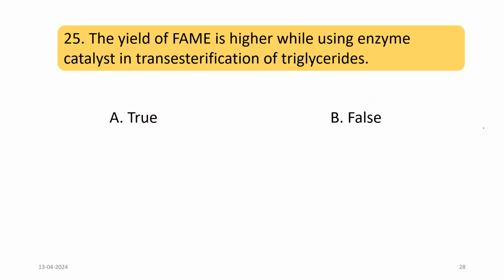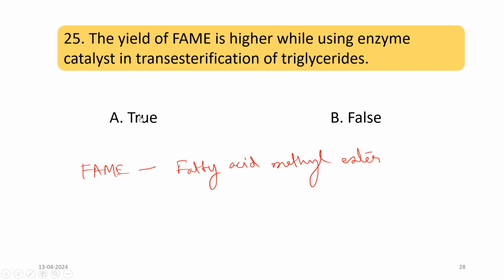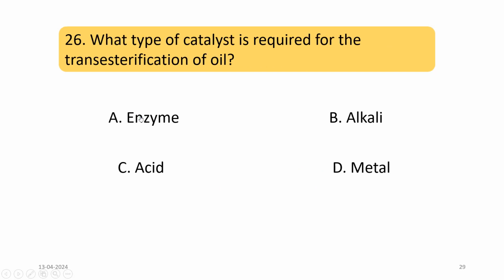The yield of FAME is higher while using enzyme catalyst in transesterification of triglyceride. So FAME is fatty acid methyl ester, right? So the answer is true. When you use the enzymatic catalyst, it will produce more FAME. Next question. What type of catalyst is required for the transesterification of oil? The answer is acid catalyst.